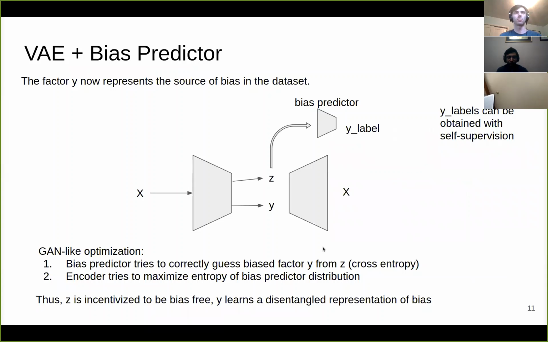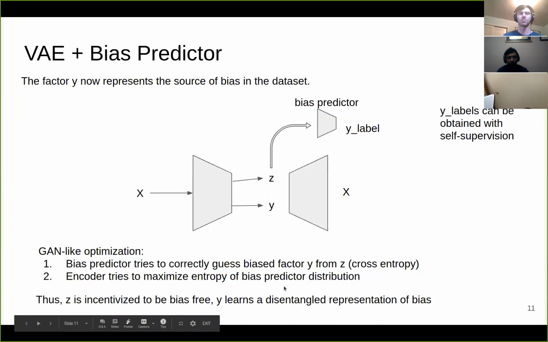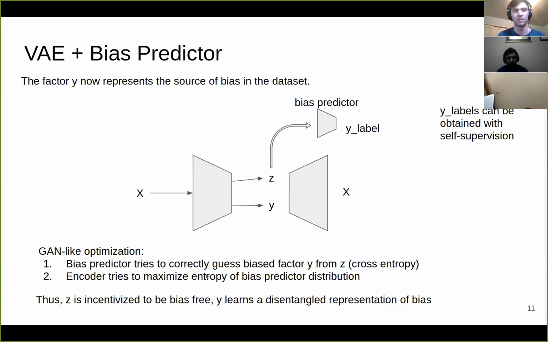So the way we remedied this representation for a VAE is by adding a bias predictor. Now our factor Y represents a source of bias in the data set, and we want to disentangle this biased factor Y from the latent representation Z. We do this by learning a bias predictor to essentially predict what the bias is based off of the latent representation Z. And so this leads to a GAN-like optimization where the bias predictor tries to correctly guess the biased factor Y from Z, and the encoder tries to maximize the entropy of the bias predictor's distribution. Thus, Z becomes incentivized to be bias-free, whereas Y learns a disentangled representation of the bias.